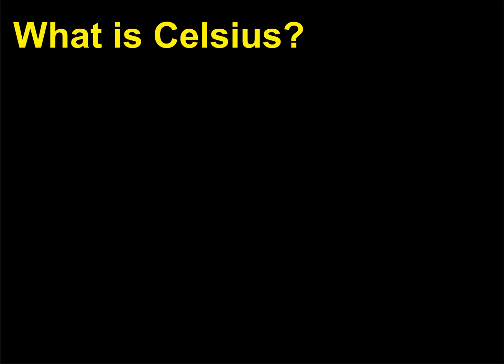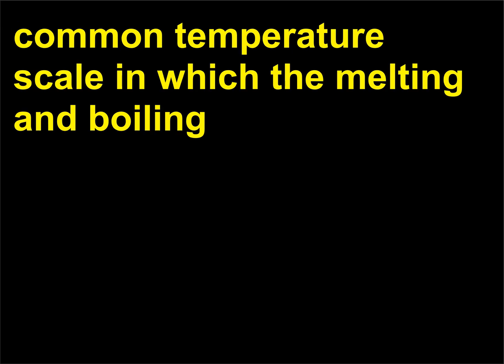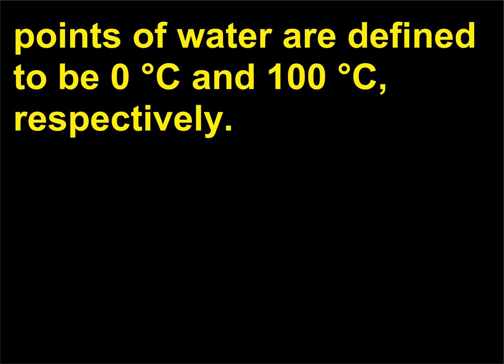What is Celsius? A common temperature scale in which the melting and boiling points of water are defined to be 0 degrees Celsius and 100 degrees Celsius, respectively.